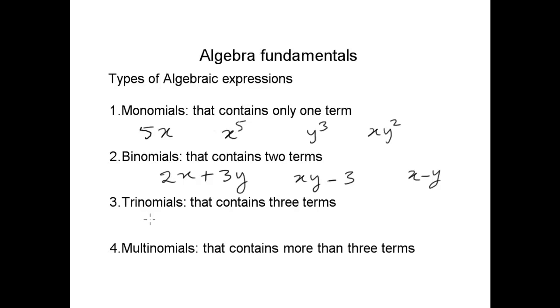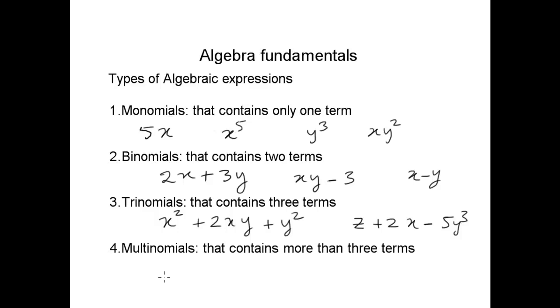The next one is trinomial. A trinomial is an algebraic expression which contains three terms. For example, x square plus 2xy plus y square. So x square is one term, 2xy is a second term, and y square is a third term. Similarly, you can have z plus 2x minus 5y cubed. So you have three terms here. Z is one term, 2x is a second term, and 5y cubed is a third term.